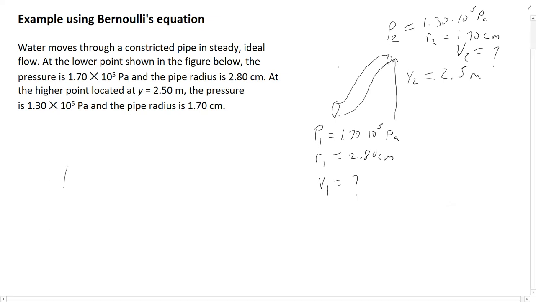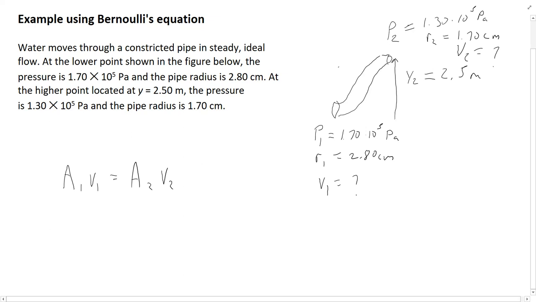We have the continuity equation, which just says that the volume flow rate of the fluid at one side equals the volume flow rate at the other. So A1, the cross-sectional area of the pipe at the bottom, times V1 equals A2 times V2.